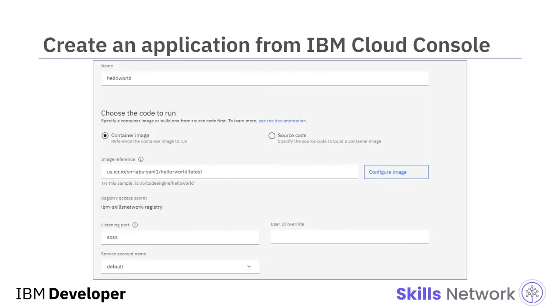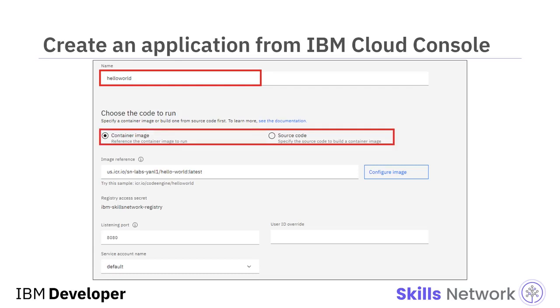As discussed, the IBM Cloud Console provides a well-designed user interface to help you create and deploy your application easily. Now let's see the main steps to create an application. First, you need to specify your application's name. Then you can select to deploy from a container image or a source code. Here, you select the default container image option. And next, you need to provide the reference to your image and, optionally, the registry access so that the Code Engine can pull your image from the registry.